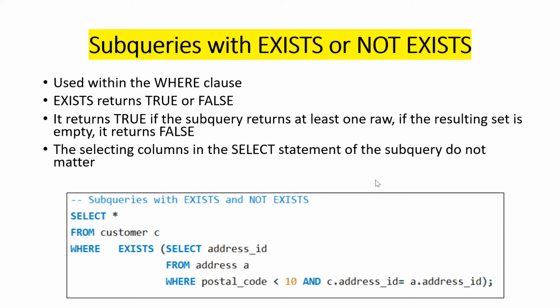And NOT EXISTS is the opposite of EXISTS, and generally it is used with correlated subqueries. So when we use EXISTS or NOT EXISTS, we generally add the reference to the outer query. So to understand that better, we are going to apply that using MySQL Workbench.